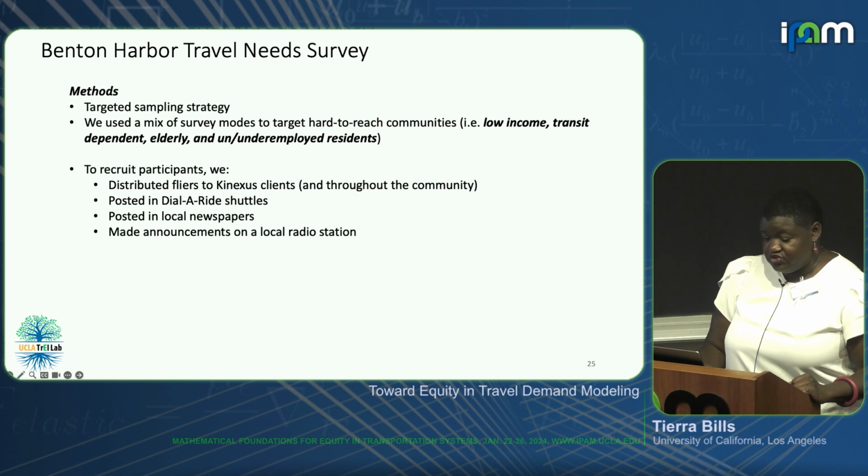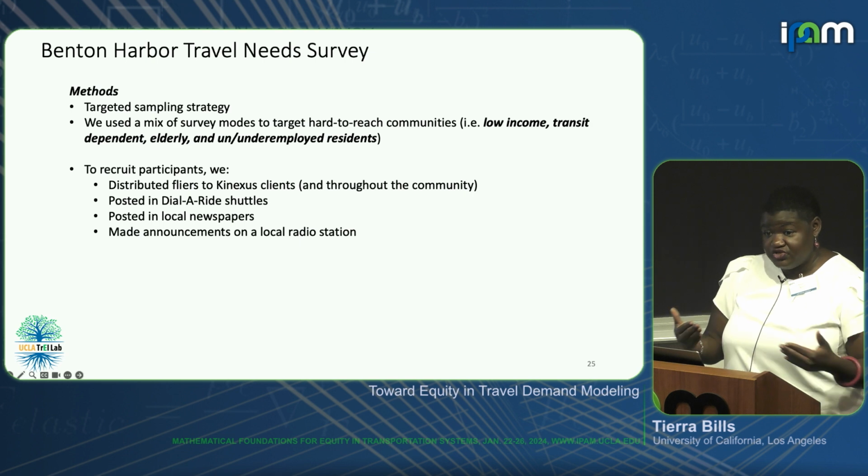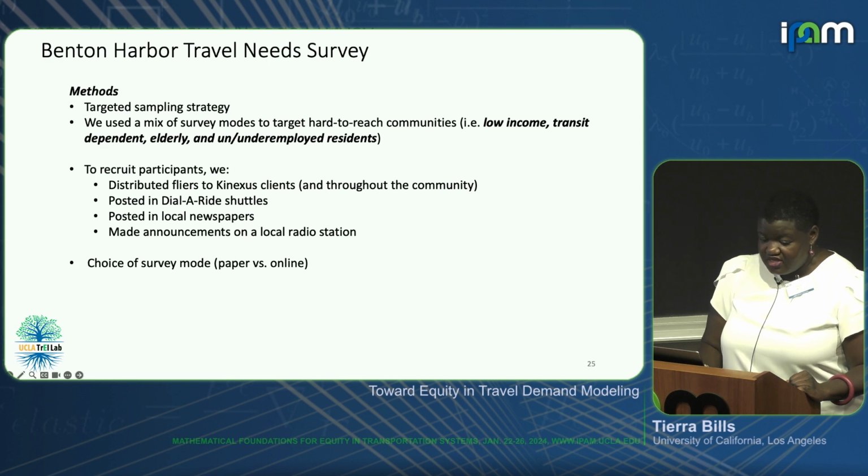So we didn't have a traditional survey frame. We did things like distributed flyers to Connexus clients. We posted ads directly in the shuttles. We posted in the local newspapers, including local neighborhood circulars. And we also made announcements on radio stations.